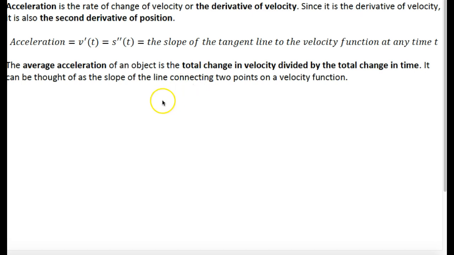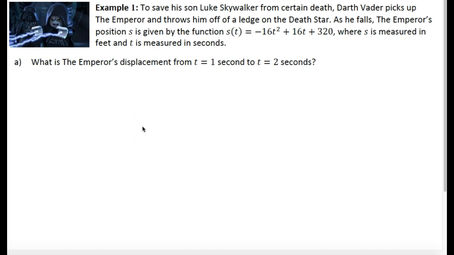Okay, so let's jump into a problem. Right? This first problem down at the bottom says, to save his son, Luke Skywalker, from certain death, Darth Vader picks up the Emperor and throws him off of a ledge on the Death Star. As he falls, the Emperor's position is given by the function s of t equals negative 16t squared plus 16t plus 320, where s is measured in feet and t is measured in seconds.